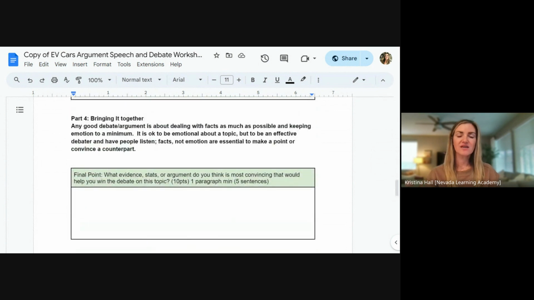And then finally, pull together the sources that support your side, the pro or the con side, and put that into a paragraph. You know, here's why I believe it's a con, referencing some sources, or here's why I believe I am pro EV and we need to keep moving forward. Give those reasons in about 5 sentences. Okay.